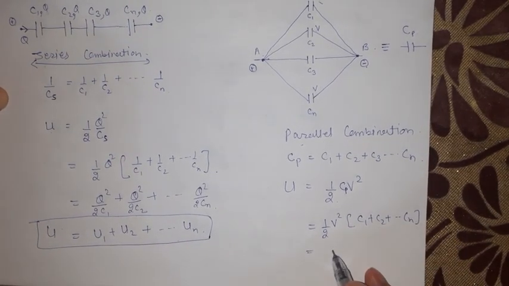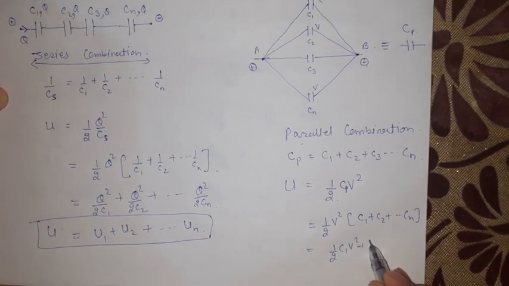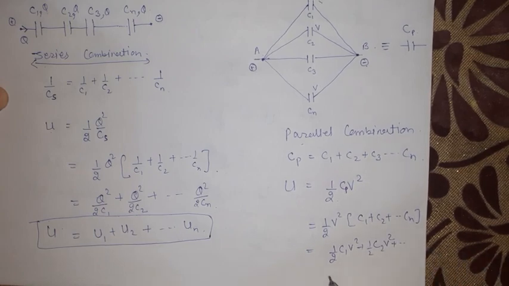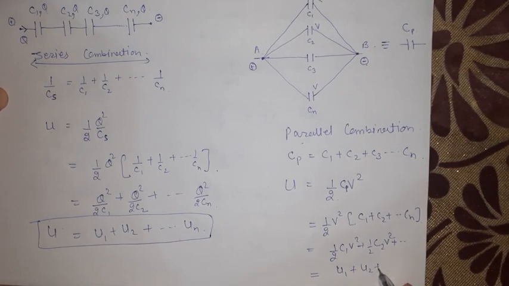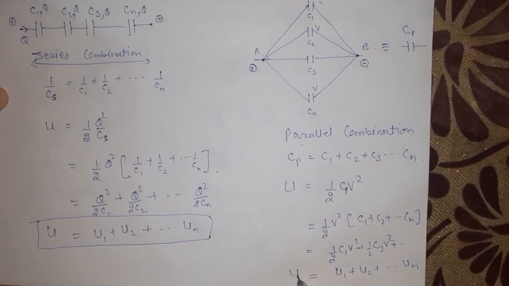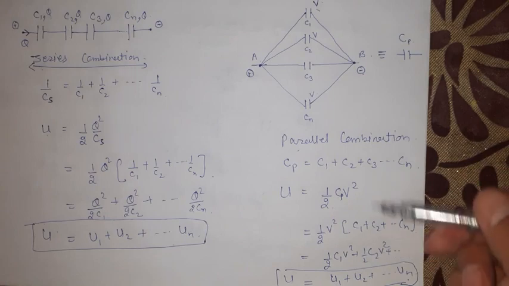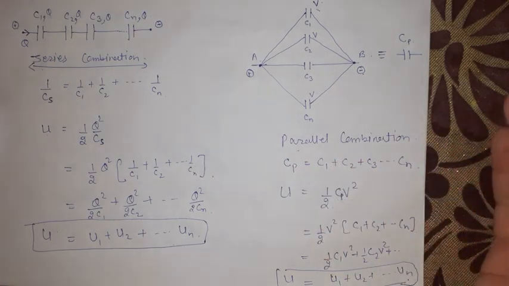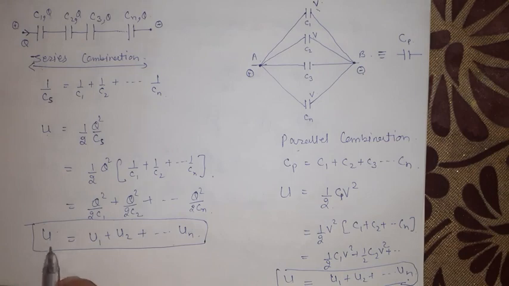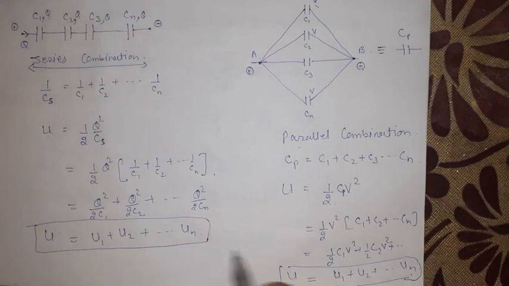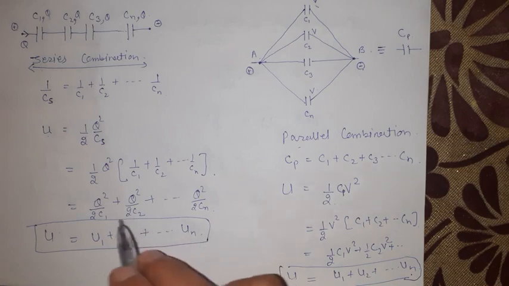Now if I multiply inside, I will get 1 by 2 C1 V square plus 1 by 2 C2 V square plus so on, 1 by 2 Cn V square for the other capacitors. This is the potential energy of the first capacitor, this is the potential energy of the second, and similarly it will be the potential energy of the others. So you will find that in both series and parallel combinations, the total potential energy is the sum of the individual ones. Both have the same result.